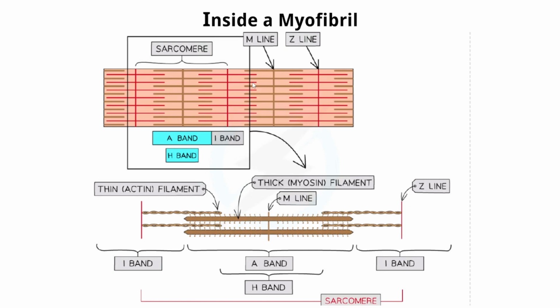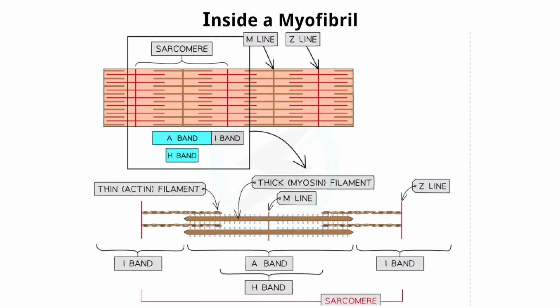Just like in waves, we learned that from one crest to another crest is called a wavelength. So here, remember that one Z line to another Z line is called a sarcomere. Now, there are three types of bands in our muscles. One is the I band, one is the A band, and one is the H band. So the H band, A band, and I band. Now, what's the difference between them? Remember that the I band consists of the Z line and the thin filament.